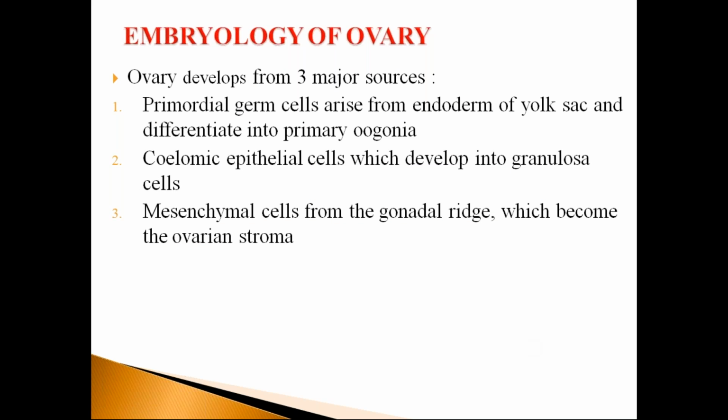So coming to the embryology in brief, the ovary has primordial germ cells, granulosa cells, and the ovarian stroma cells. These primordial germ cells are actually from the endoderm of the yolk sac. By 3 weeks of gestation, you can see primordial germ cells in the yolk sac, and by 5 to 7 weeks, they migrate through the hindgut to the gonadal ridge. And granulosa cells develop from the coelomic epithelium, and the stromal cells from the mesenchymal cells.